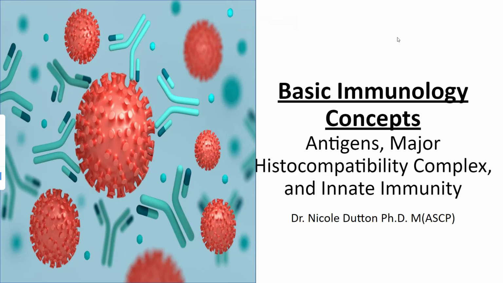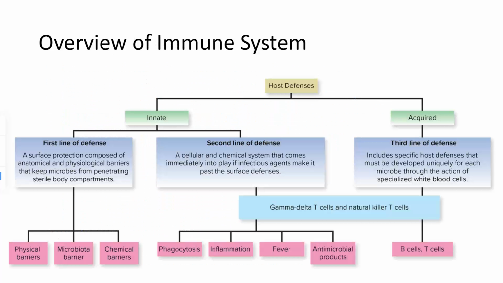Antigens, major histocompatibility complex, and innate immunity. We're going to start with an overview of the immune system.